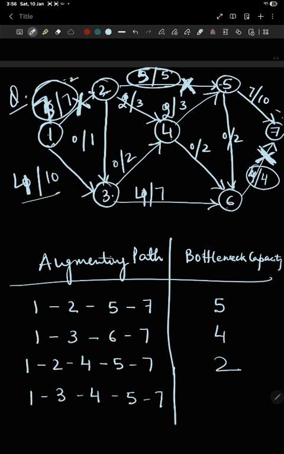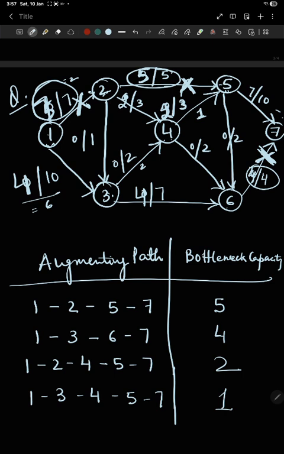Okay, now here what is the minimum? Again the minimum here is 1. How? From 1 to 3, you will see here it is 6 minimum. Then from 3 to 4 it is 2. From 4 to 5 it is 1. How? Because previously it got 2 out of 3, so now the residual is 1 only. So the minimum is 1 here. So we'll take this one.